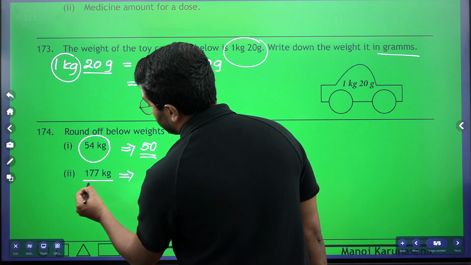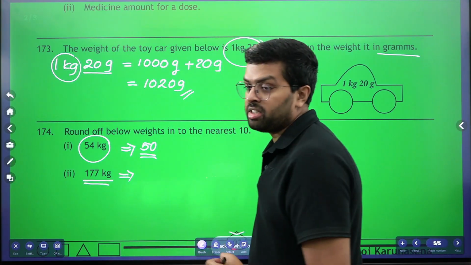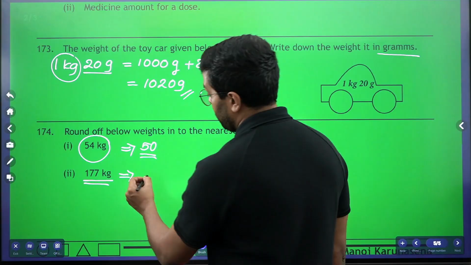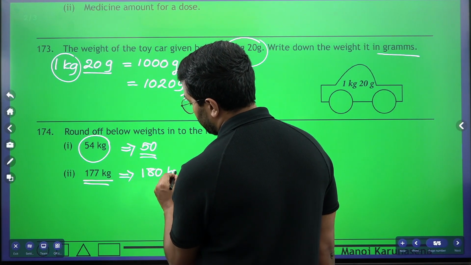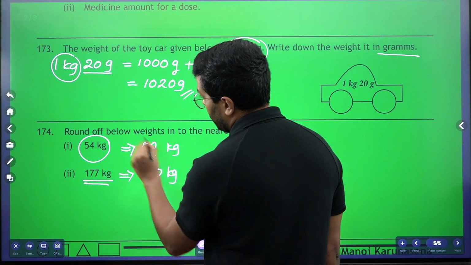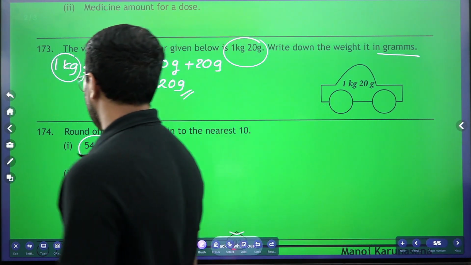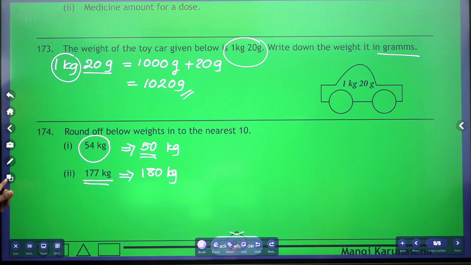177 kilograms. So once you round off 177 kilograms, what's the answer? Yes, 180 kilograms. Let's put the unit as well, 180 kilograms. All right. Okay, move on.